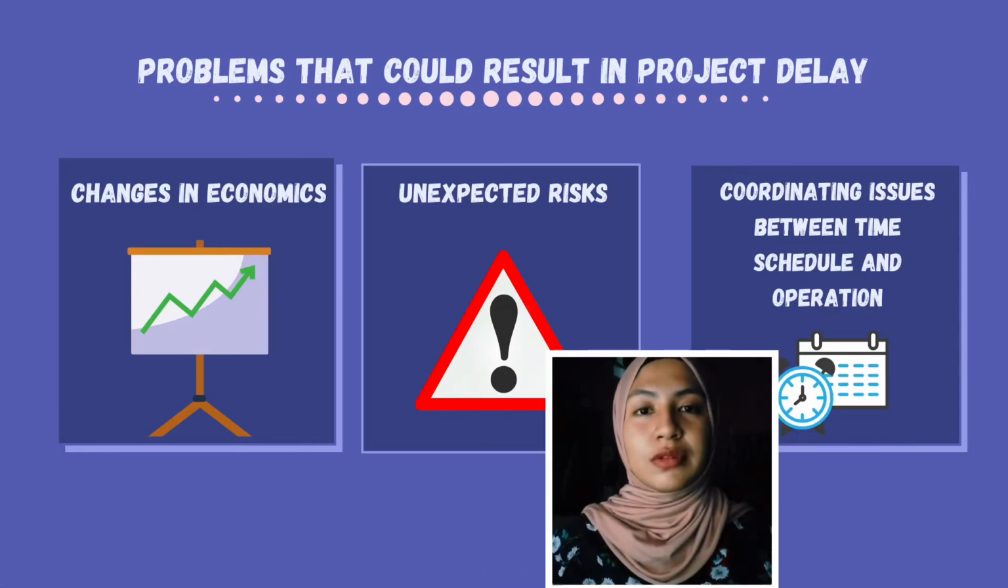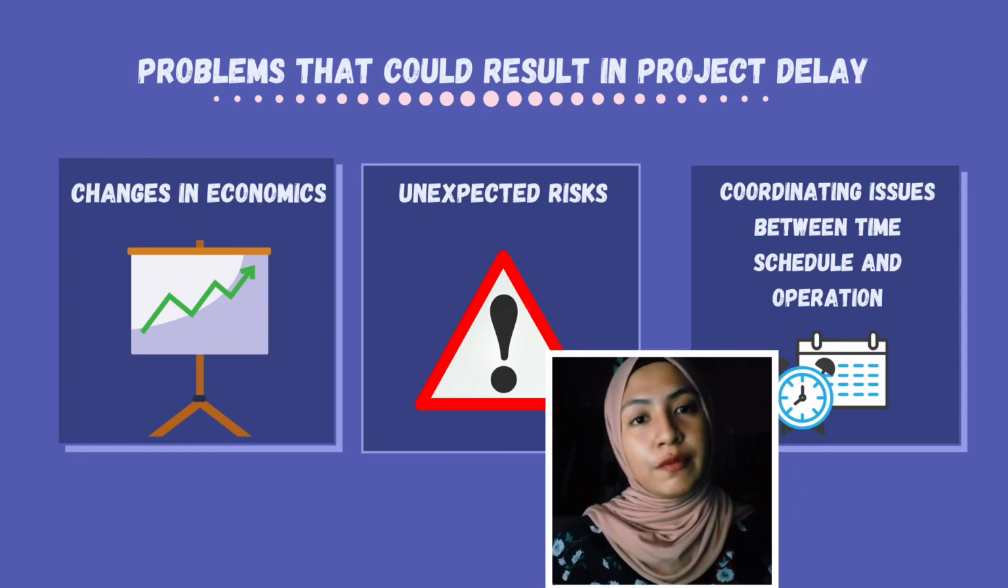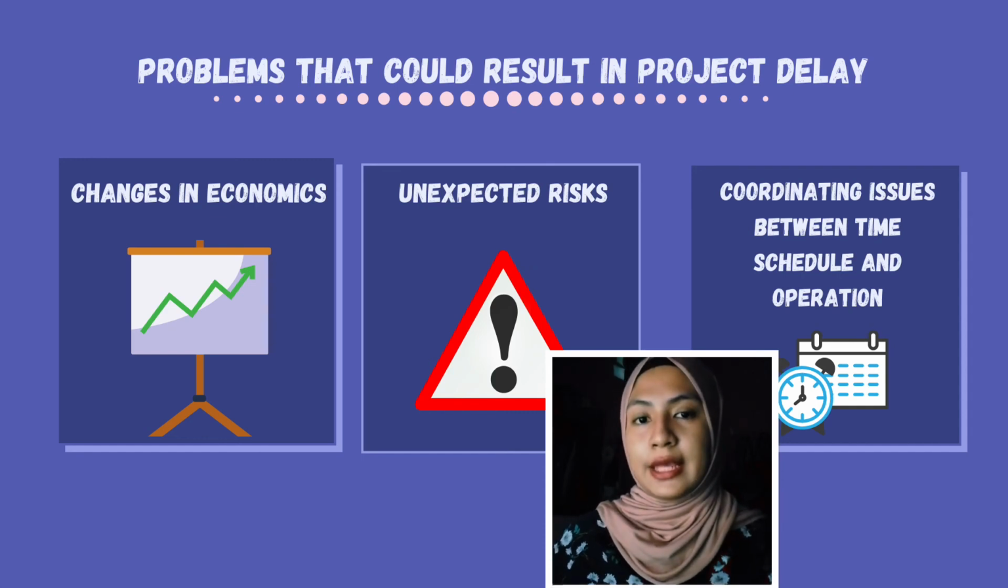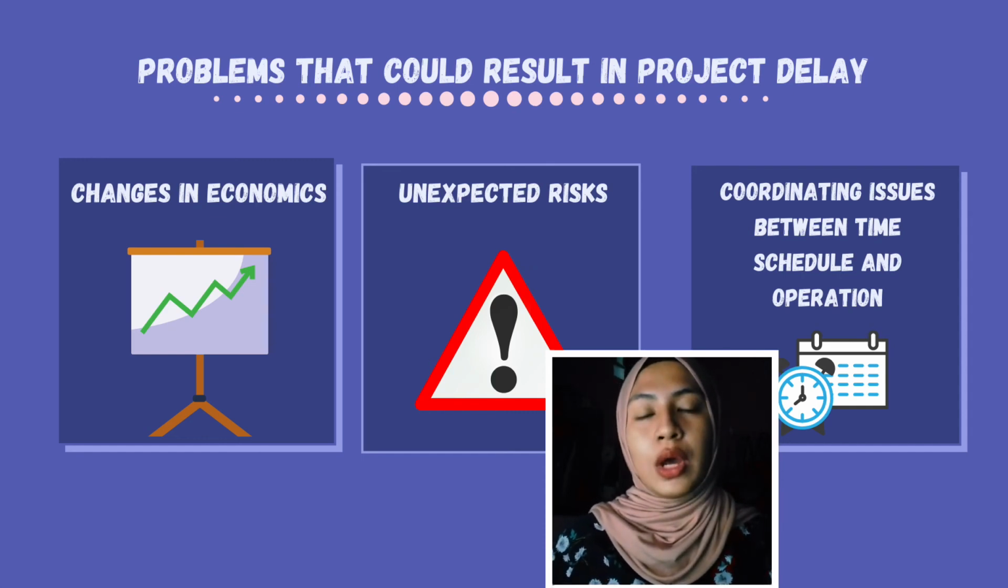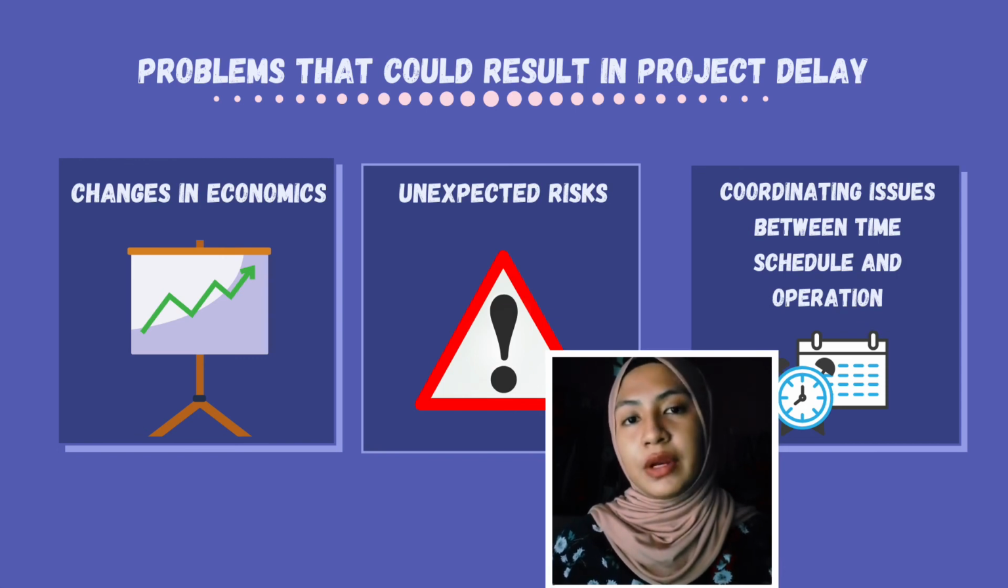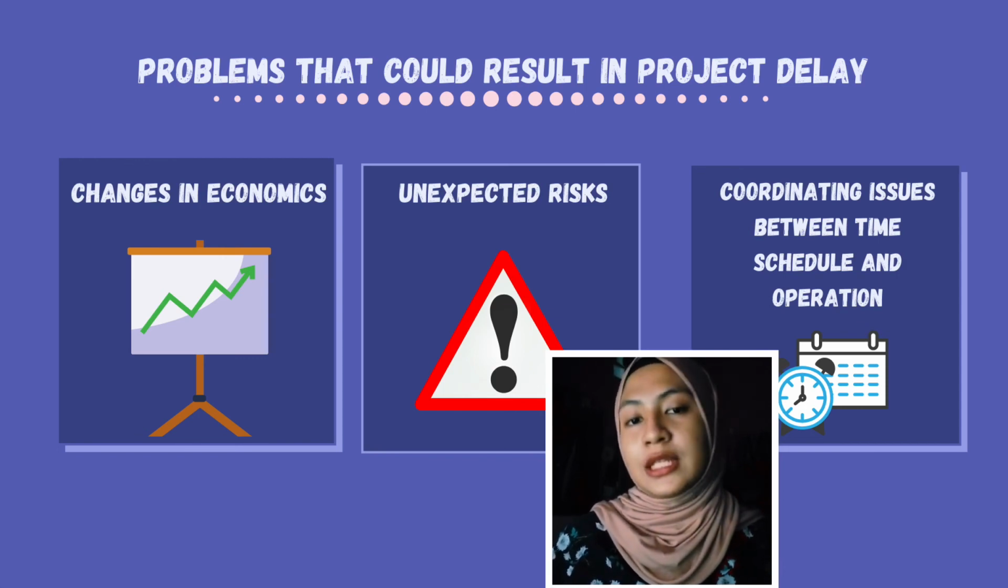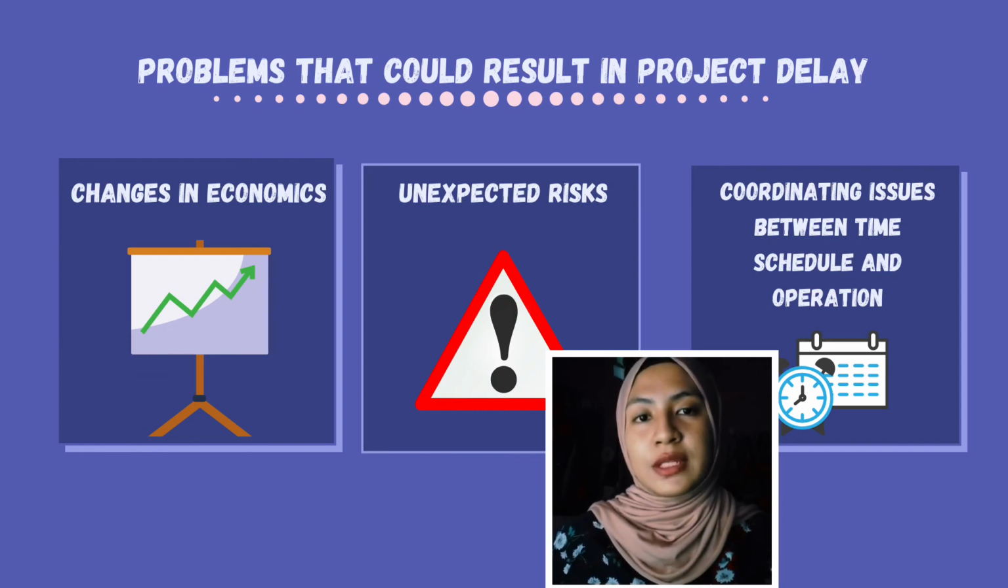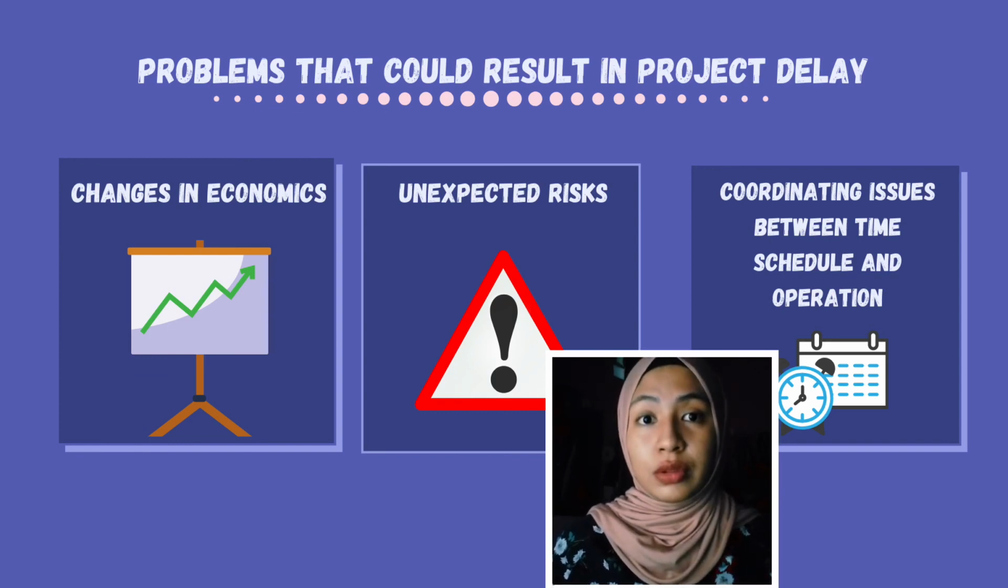Three problems that could result in project delays. First is change in economics. We all know that business is influenced by the country's economic situation. If a country has an economic collapse or its currency value changes, all projects will be impacted in a variety of ways, one of which is delay. For example, project cash flow becomes dull as a result of the unexpected change in the price of everything.